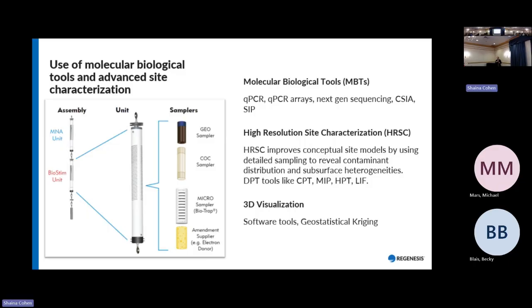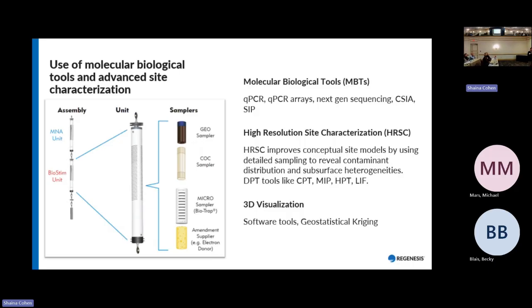Not on the bio side of things, but just in general, high-resolution site characterization tools are so important and so helpful. Various direct push technology tools, like cone penetrometer testing to really understand the geology we're dealing with, MIPs and hydraulic profiling tools, laser-induced fluorescence, like Paul was showing us earlier. All of this is so helpful and so critical to have a really good understanding of our conceptual site model.